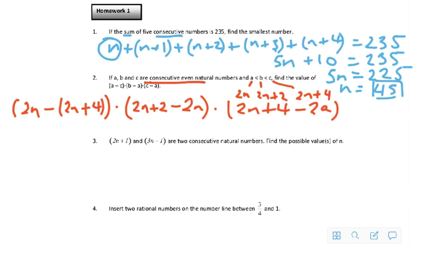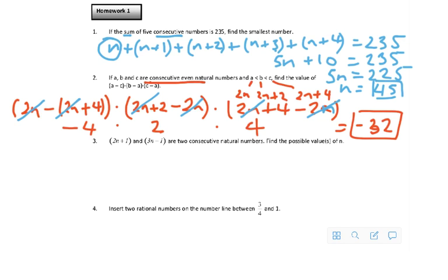But if we look within each bracket, we can see that there's some cancellation to be done. So 2n minus 2n, well, that's 0. Again, 2n minus 2n, and in the third bracket the same thing. That should be an n there. 2n. So if we now look at the simplified version of each bracket, we've got minus 4 in the first bracket, multiplied by 2 in the second bracket, multiplied by 4, and that comes out rather nicely as minus 32.